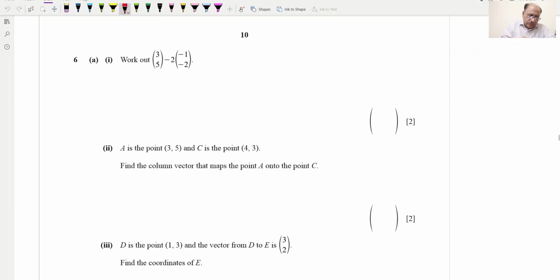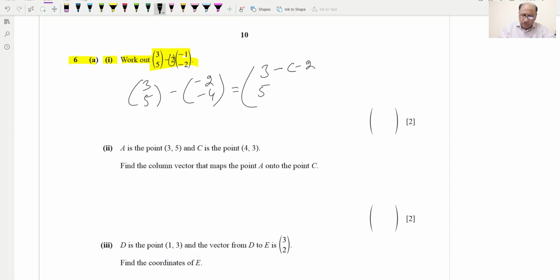Question number 6. Question 6 part 1, work out this matrix. We can basically multiply this 2 inside, and we will be getting 3 5 minus 2, multiply inside, so minus 2 and minus 4. Further we can join these two, so it will be 3 minus minus 2 and 5 minus minus 4, and this will result in 3 plus 2 and 5 plus 4, which gives 5 and 9. These were 2 more questions which we have done.